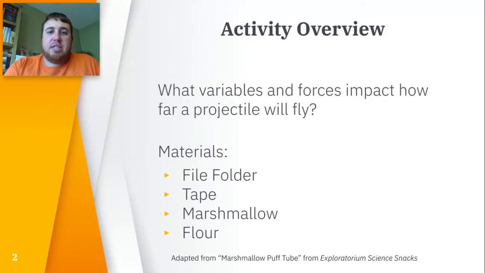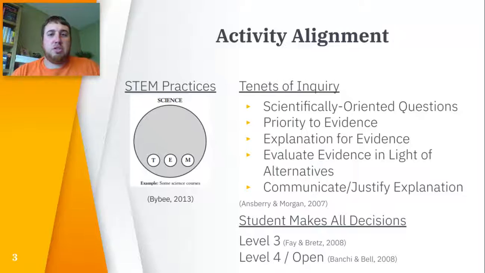So my activity is to investigate what variables and forces impact how far a projectile will fly using the materials of a file folder, tape, scissors, which is not included there, marshmallow, and baking flour to reduce the friction. The students are going to create a tube out of the file folder to shoot the marshmallow out of, and they're going to choose some questions to investigate in terms of that. And this is adapted from an activity called Marshmallow Puff Tube that I found in an earlier module.